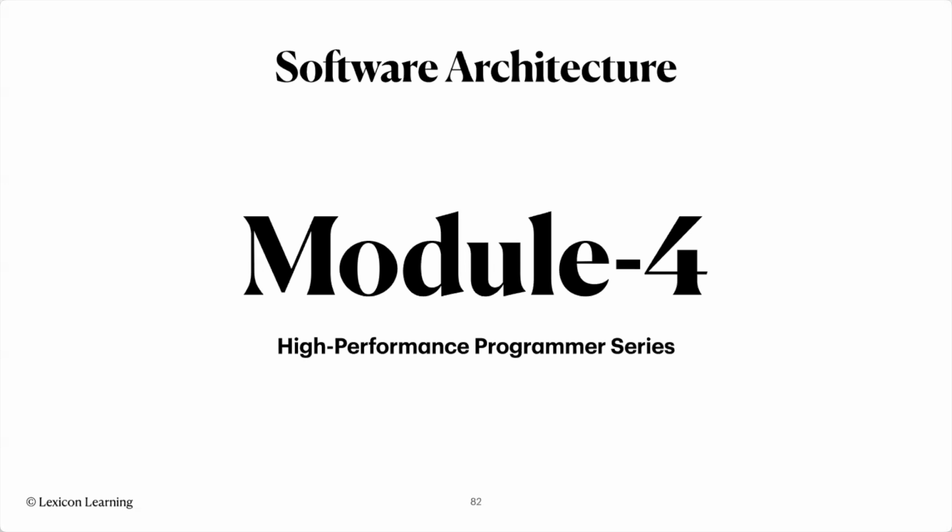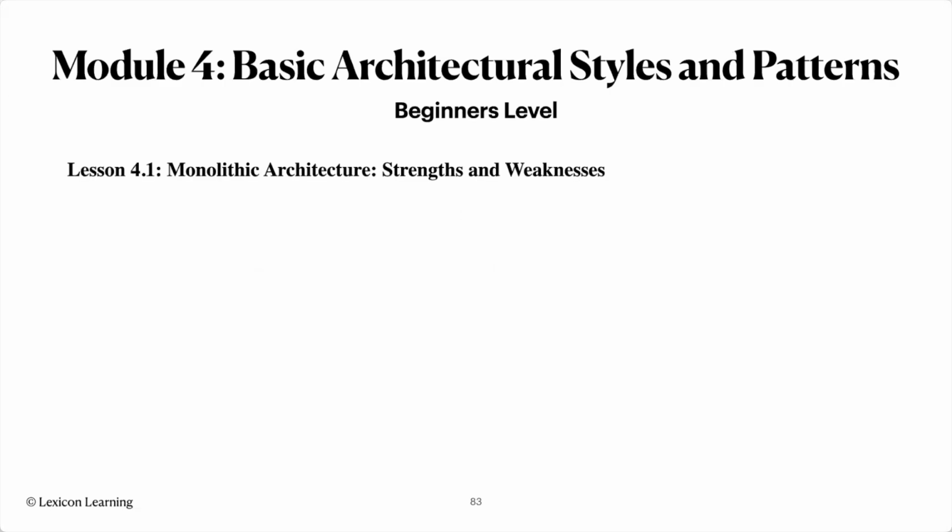In this module, we dive into basic architectural styles and patterns. We have 3 lessons. First lesson about monolithic architecture. This is strengths and weaknesses. Monolithic architecture is one of the simplest and most widely used architectural styles.